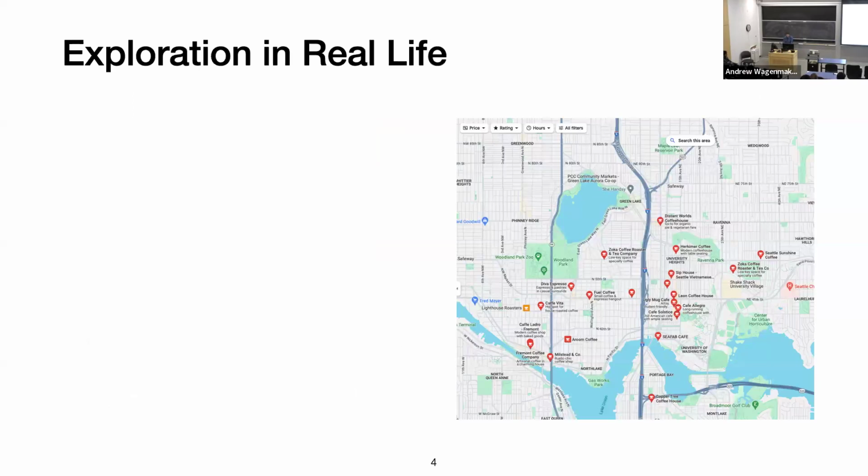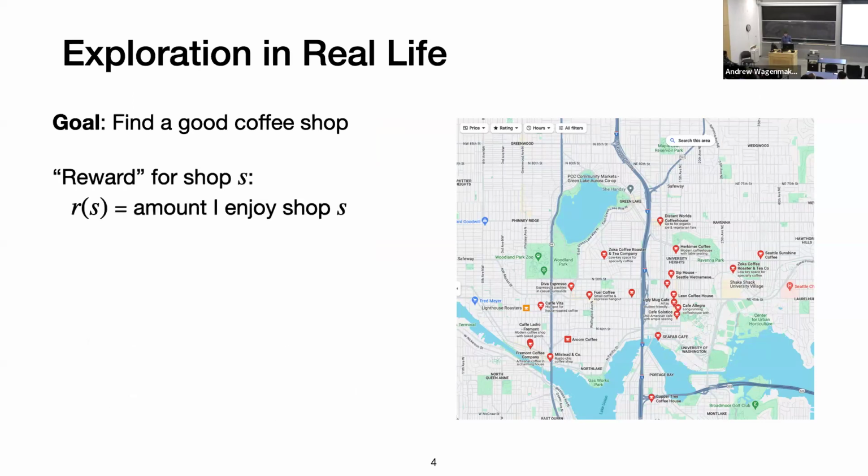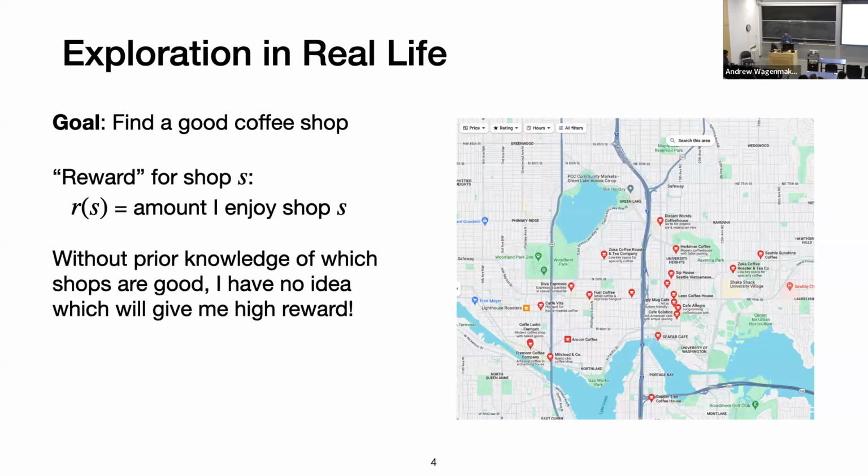Okay, so to make this a little bit more concrete, I want to think about a simple real world example. Say I'm new to Seattle and I want to find a good coffee shop. So I search on Google Maps, there's quite a lot of coffee shops. And maybe my reward for this problem is simply the amount I enjoy shop S, right? So I go to shop S, I get some amount of enjoyment from this, and that's my reward for the problem. And a priori, without knowing anything about a given coffee shop, I don't know how I'm going to maximize my reward. So what do I do here?